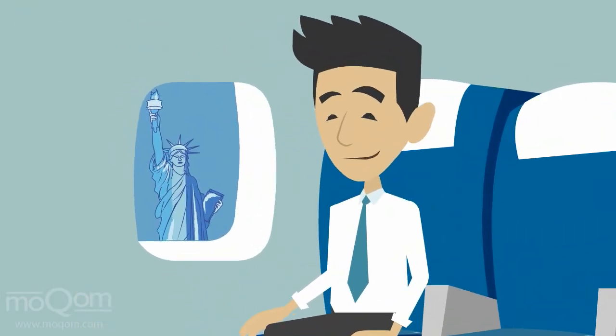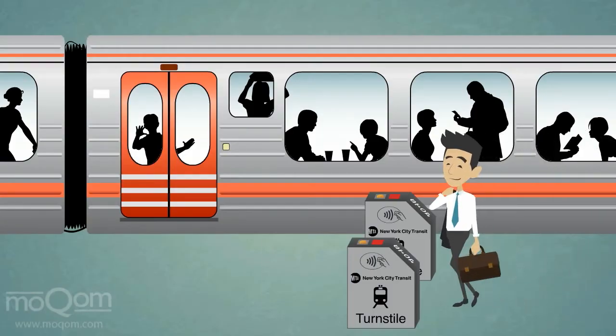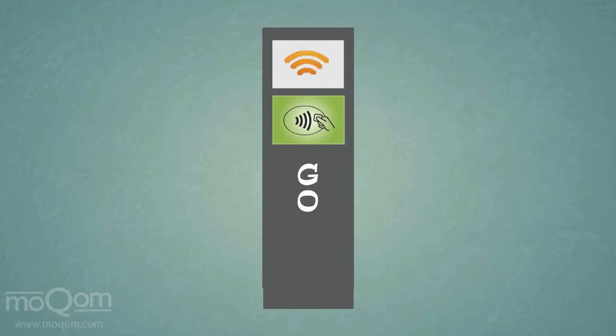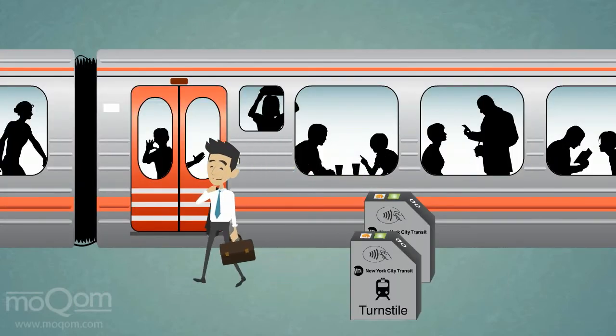Jack travels to New York for his business meeting. He gets the subway to his hotel, paying for it by tapping his phone at the NFC sensor, so he does not have to carry loose change.